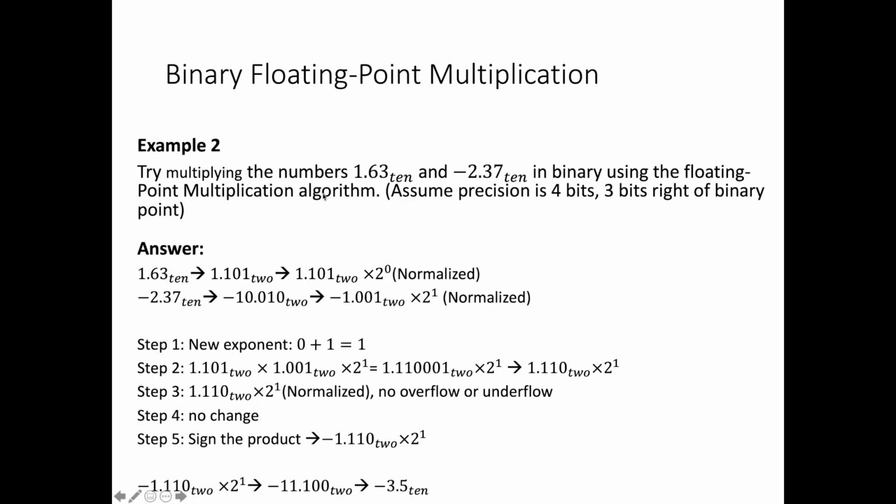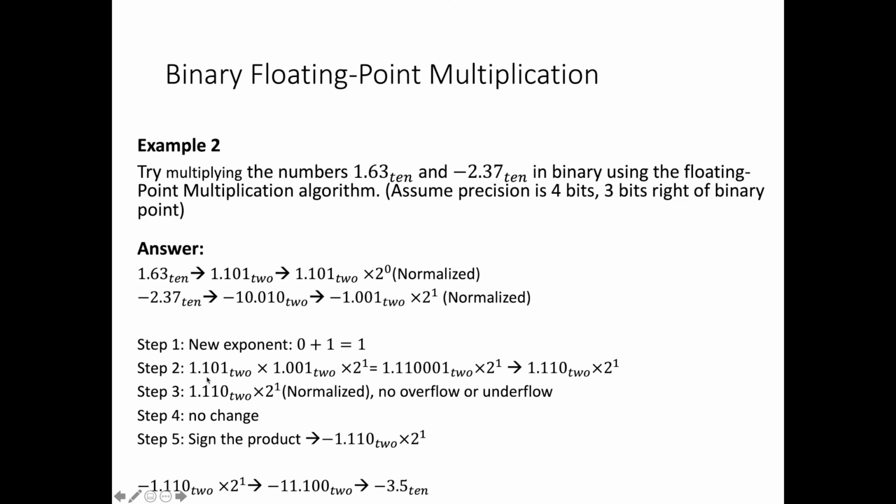Here is another example. Try multiplying those two decimal numbers using the floating point multiplication algorithm, and assume the precision is 4 bits, which means we only allow 3 bits right of this binary point. In the first step, we should translate those decimal numbers into binary numbers, and then we can add the exponents. The exponents are 0 and 1, so 0 plus 1 is 1. Next step, we should multiply the significands.